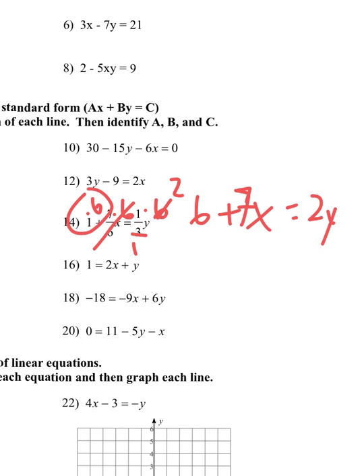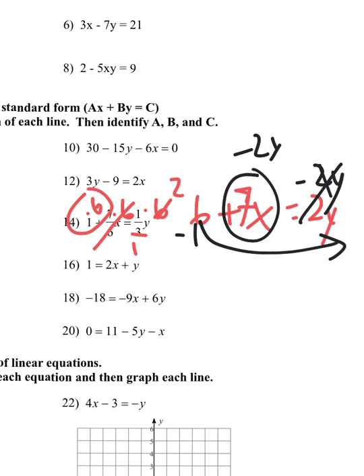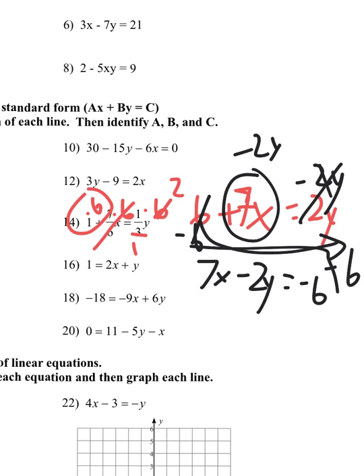Now we have to get x and y on the same side, so I want to locate my x term, which is right here, 7x. It's positive, so we want to keep the 7x on that side, which means I want to minus 2y, bring my y term over to this side. I also want to move this over to the other side by subtracting 6, so that's going to be negative 6. So I have 7x minus 2y is equal to negative 6. So there's my ax plus by equals c form.